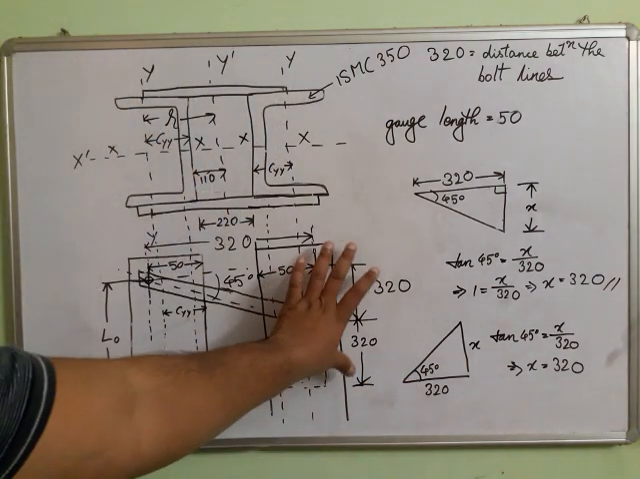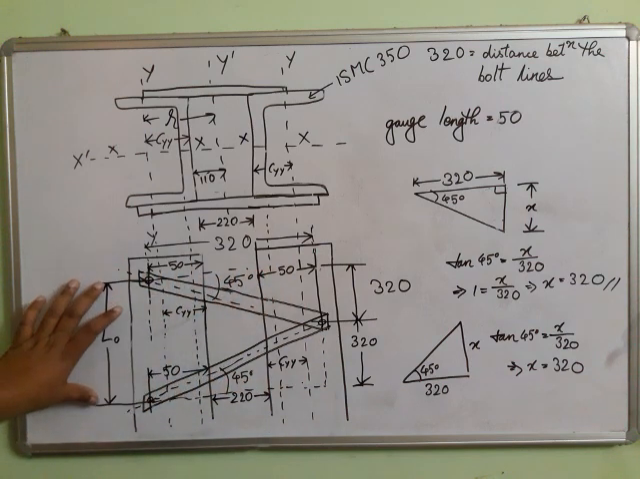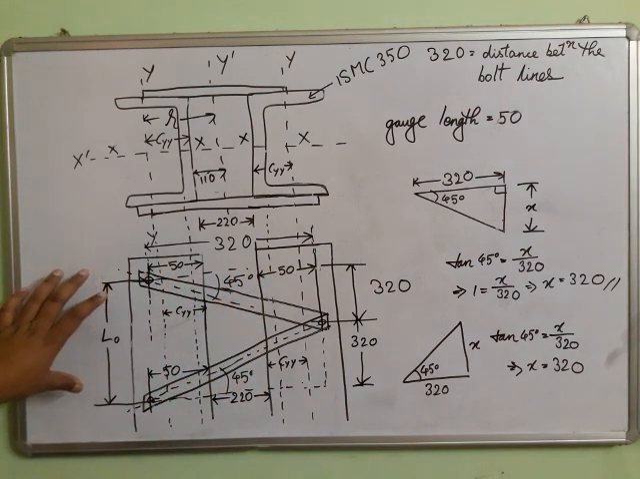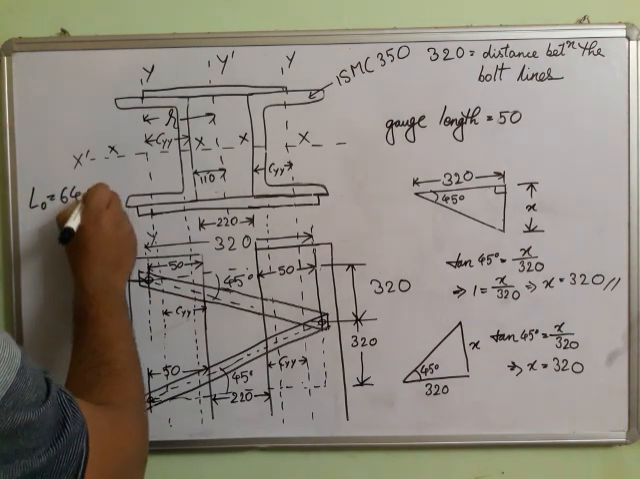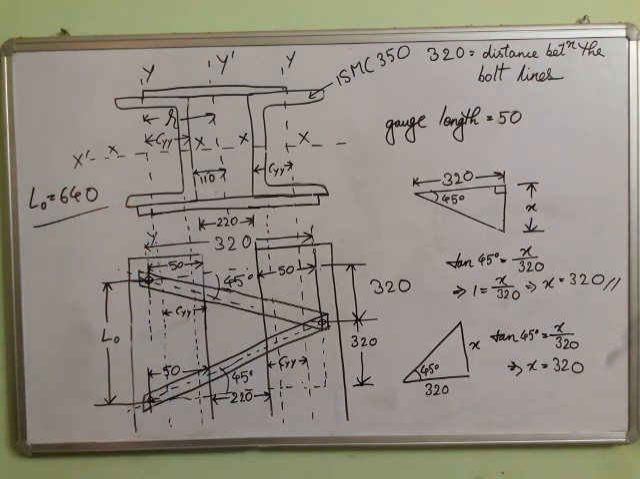Now since we have got this as 320, write it here. Now you look, this 320 plus 320 is actually L naught. So L naught is how much? 640. We can write it down. So here we have the L naught. So the spacing we have got, the gauge length we have got. Basically this gauge length and the spacing we have decided.